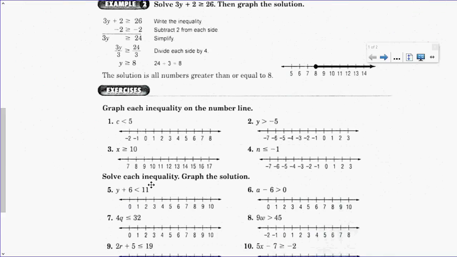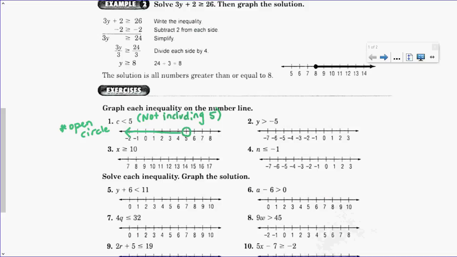So if C is less than 5, we know that it's going to be all the numbers to the left of 5. But we are not including 5. So if we're not including 5, we need to make this an open circle. So for number 1, it has an open circle because we're not including 5. It needs to be less than 5. It can be anything less than 5, so we make our arrow go to the left. It might help to use a different color to kind of see on the number line.